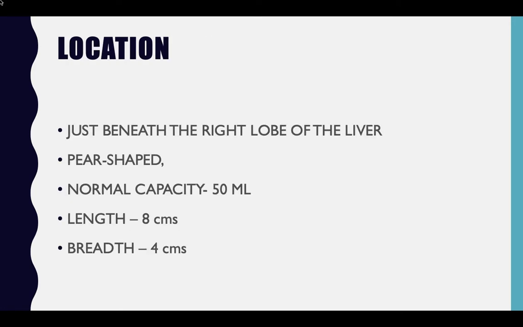Let's see the gallbladder in detail now. It is located just beneath the right lobe of the liver. If you remember the inferior surface relations of the liver, you can remember the fossa of the gallbladder, where the peritoneal covering is not present. It is pear shaped or piriform shaped, both are correct. The normal capacity is around 50 ml, so it can store up to 50 ml of bile. The length is around 8 centimeters and the breadth is around 4 centimeters.